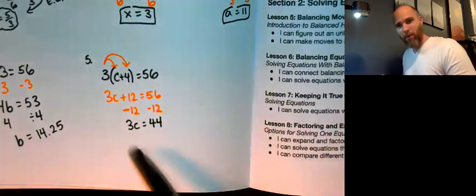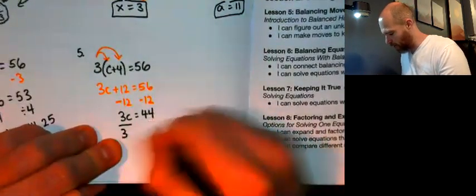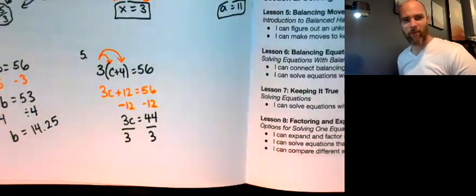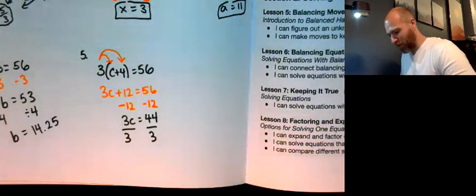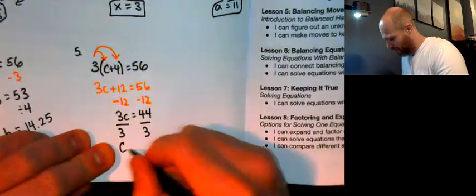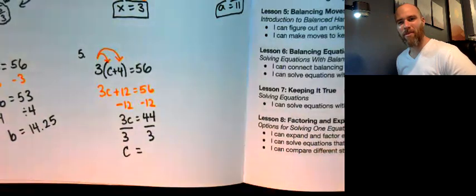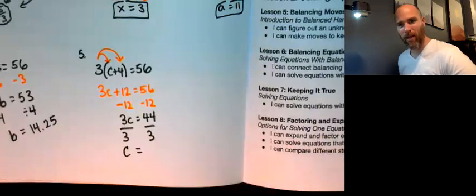All right, so we got 3 times c. We undo that with division. We're going to divide both sides by 3. I'm going to use a fraction bar this time to represent my division. That should have been orange. Man, my color coding's like all off. All right. And so what we're left with is c equals, let's see here, 3 goes into 42 14 times. And then you're left with 2/3 left.